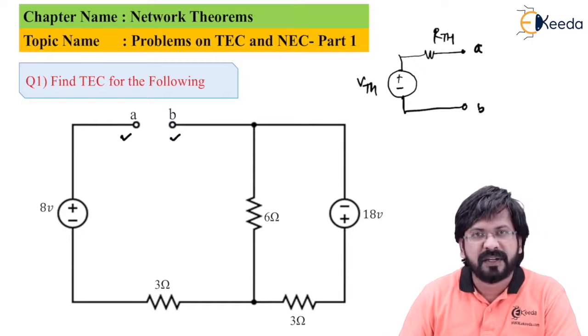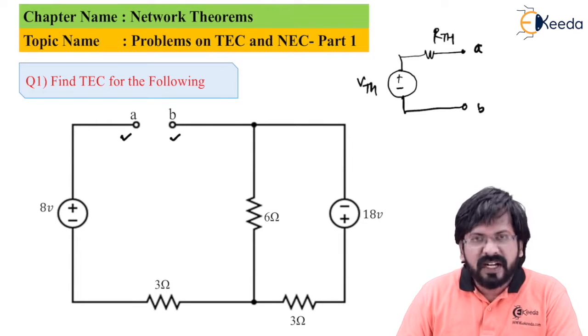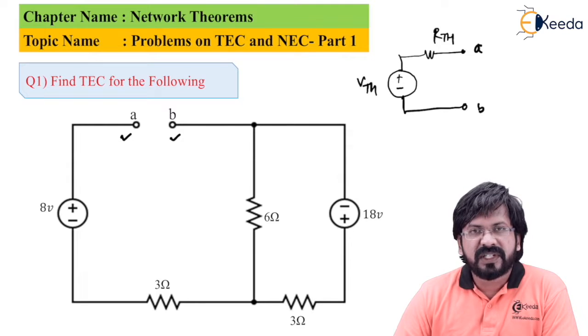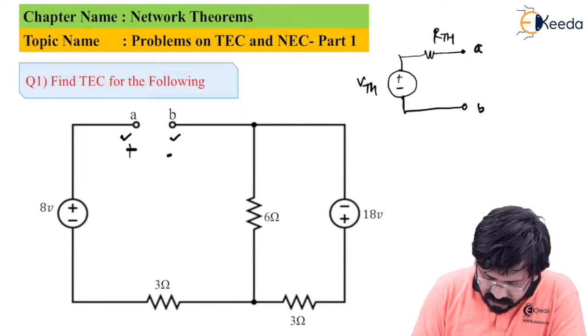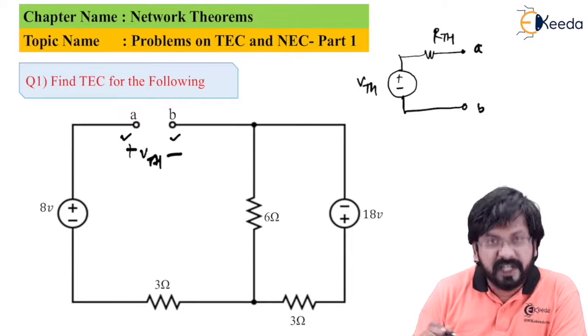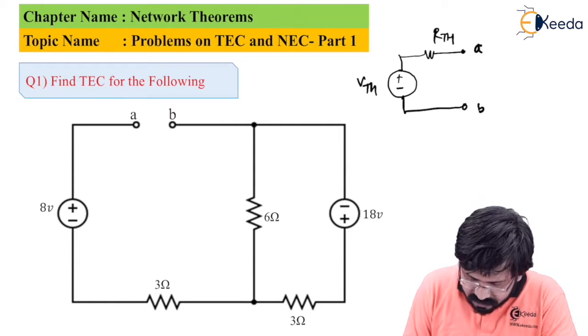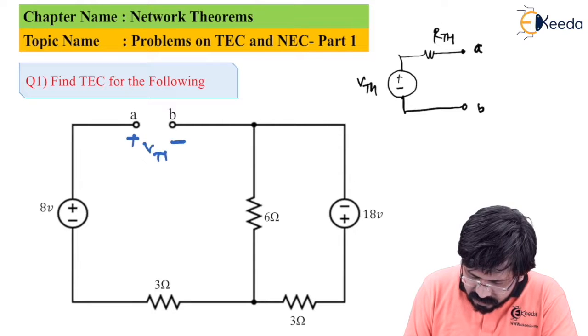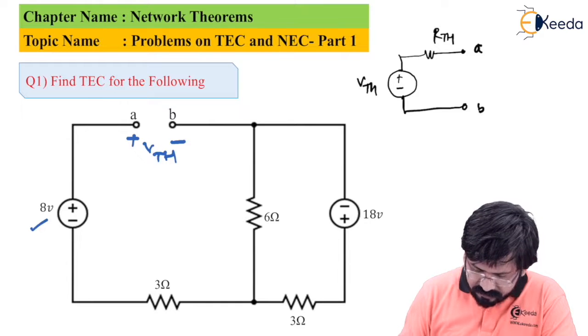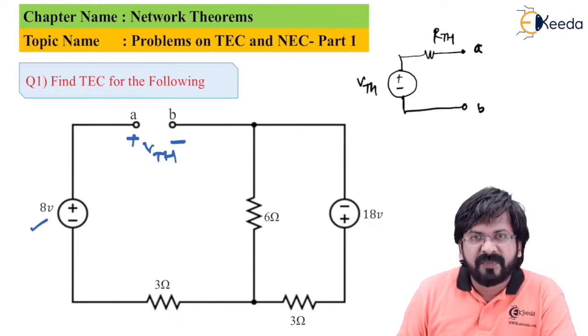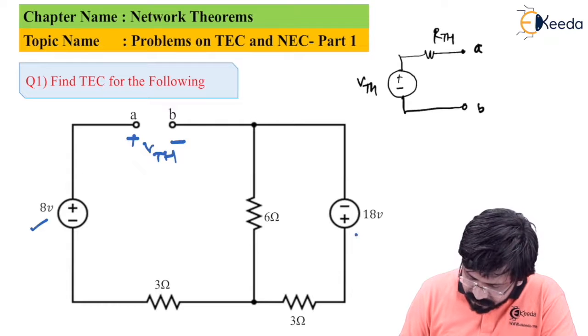In this case, this is A and this is B. So we know that to find VTH, we first of all open circuit A and B. In this case, A and B are already open circuited. So we can find voltage VTH across A and B. I can consider this as plus, this as minus VTH. Voltage across the 8 volt battery is given. Voltage across this battery is minus plus 18 volt.